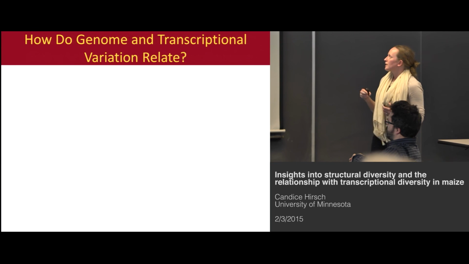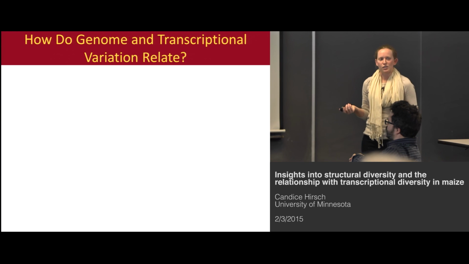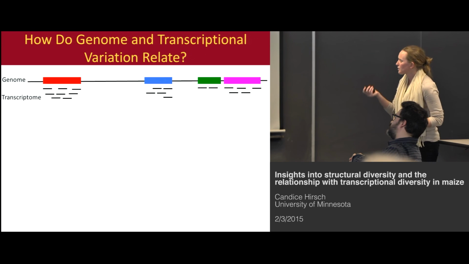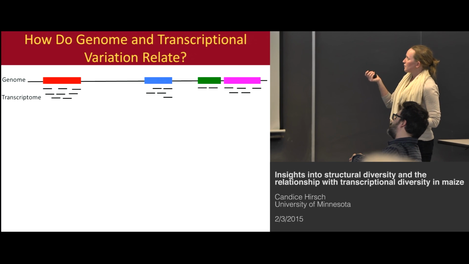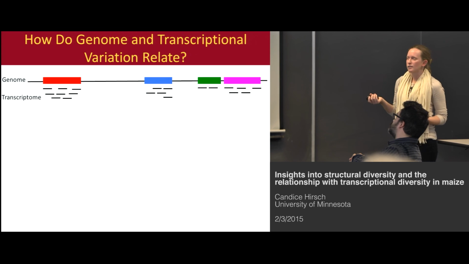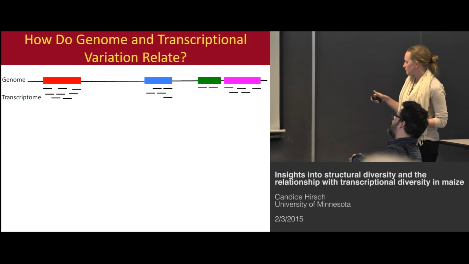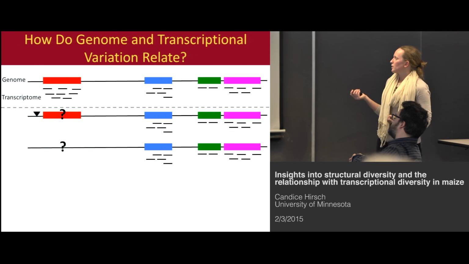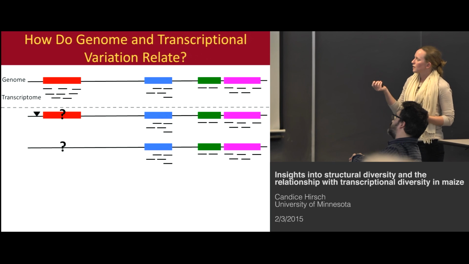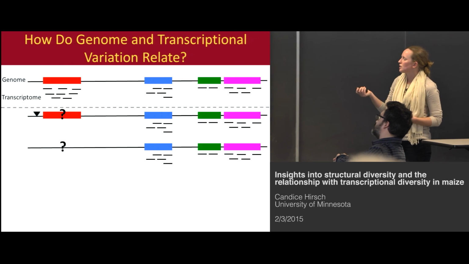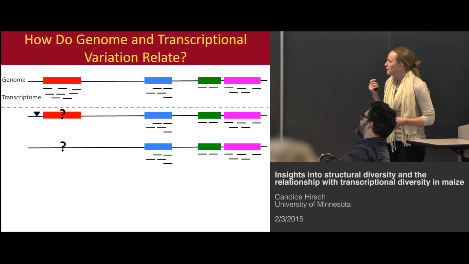Okay, so how do genome and transcriptional variation relate? So if this is our genome, and these are 4 genes that we could have in the genome, and this would be RNA-seq reads stacked up against them, we could have a situation where we have absolutely no reads, but we don't know if this is because there's a cis or trans-acting factor somewhere that's causing there to be no expression, or if the gene is really absent.